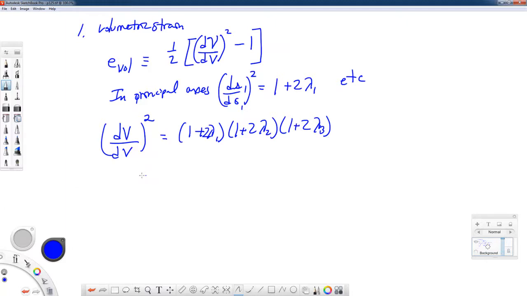Now we can do some manipulation with this and then write the volumetric strain in terms of the invariants that we just discussed. In this case, it's J1 plus 2J2 plus 4J3. Remember, these are dimensionless quantities for the strains that we're talking about. Now, if we neglect higher order terms and only look at terms that are first order in epsilon, then we're just left with the first invariant.